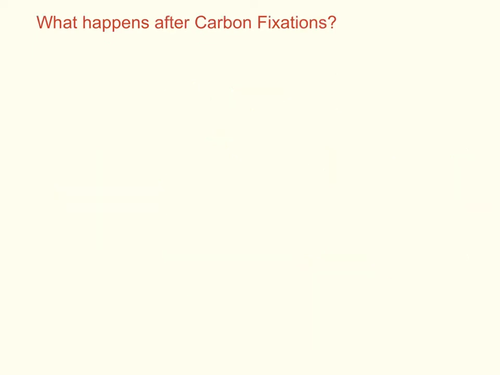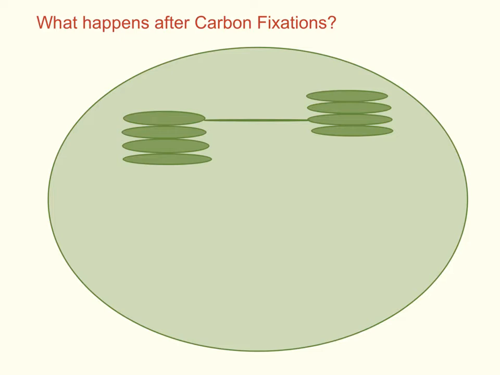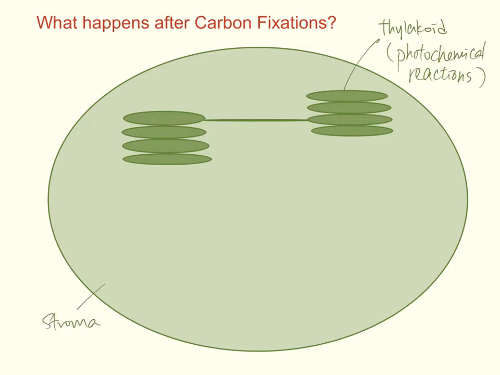Now let's look at the events leading up to photochemical reactions again after carbon fixation. So let's put things into perspective. This is the chloroplast. The thylakoid membranes are where photochemical reactions happen. And stroma is where carbon fixation happens, where carbon dioxide combines with H to form glucose.